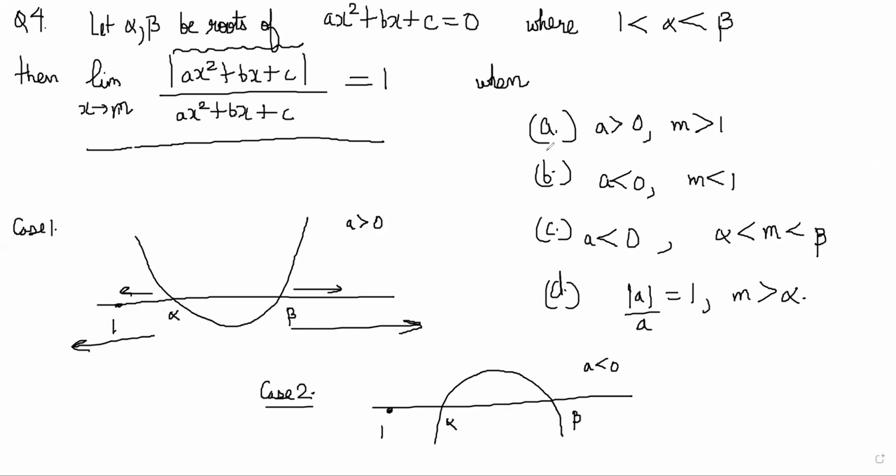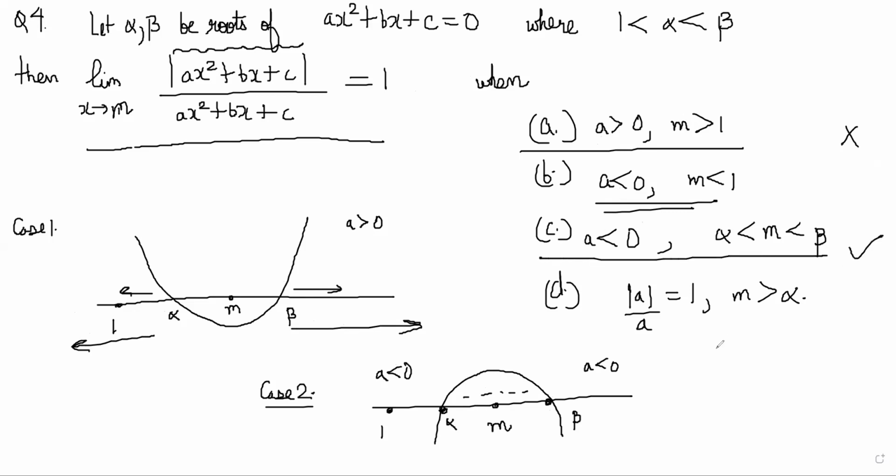So this is wrong, no? Because m greater than 1, it could also lie here, then it will be wrong. If a is less than 0, it will be positive in between the roots, no? A is less than 0, m should be in the roots when the quadratic is positive. So this is clearly right. Other cases, there will be some problem somewhere. You can verify for yourself.